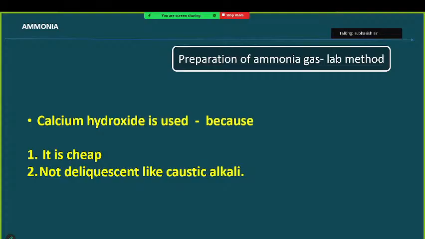Why is calcium hydroxide generally used? Calcium hydroxide is cheaper than sodium hydroxide and potassium hydroxide, and it is not deliquescent. This is important. Deliquescent means it absorbs moisture and forms a solution. Sodium hydroxide and potassium hydroxide are deliquescent in nature, and that's why those types of alkali should not be used in the lab preparation.